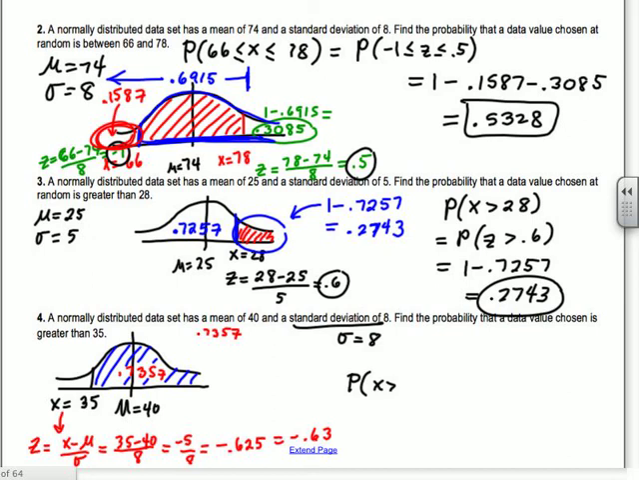Remember, if you want to impress me, you can use your x's and z's. You can say the probability that x is greater than 35 is the probability that z is bigger than negative 0.625, or you could do 0.63 since we used that, which is 0.7357. And that's your answer.